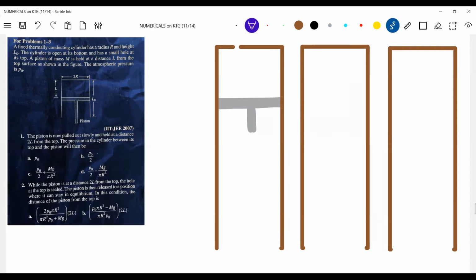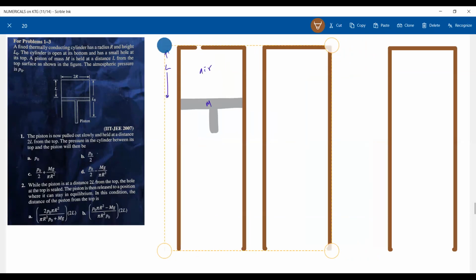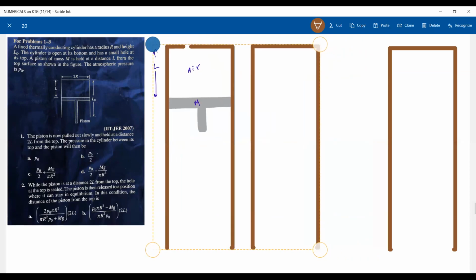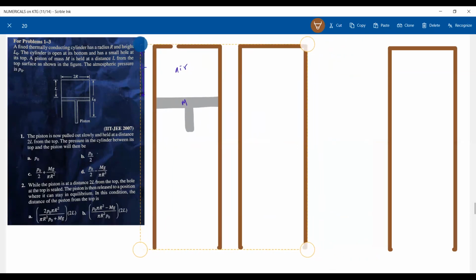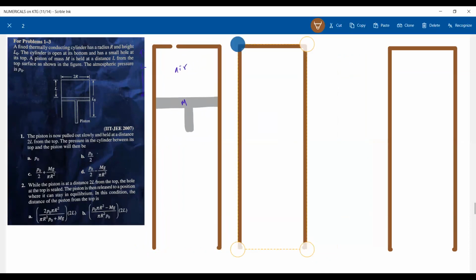No, this is being held. Some external agent is going to hold it. What will be present here? Some air, no? Agree with this? I think we need one more diagram.